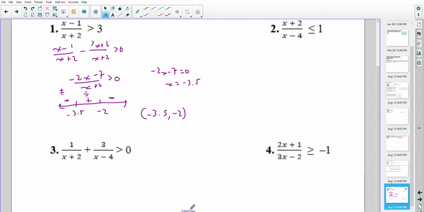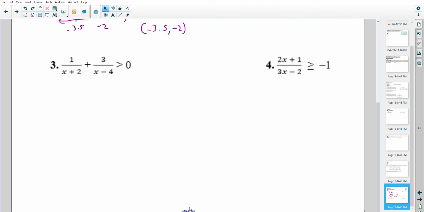Looking at problem number 3, we have to be able to add those two fractions on the left side. And when we add those two fractions, what we're going to do is get common denominators. So I'm going to multiply the left side by x minus 4 over x minus 4, and the right side by x plus 2 over x plus 2. When you do so, you get the following.